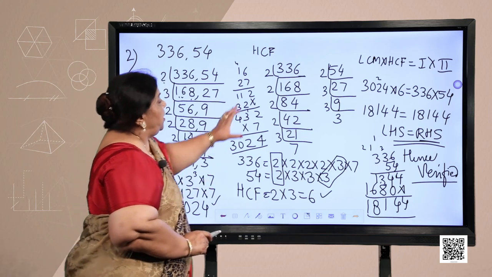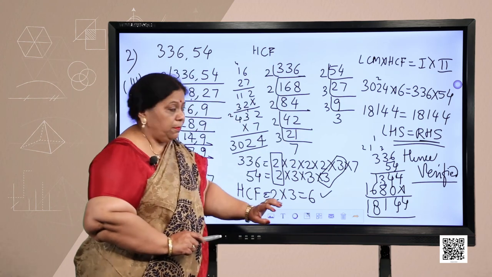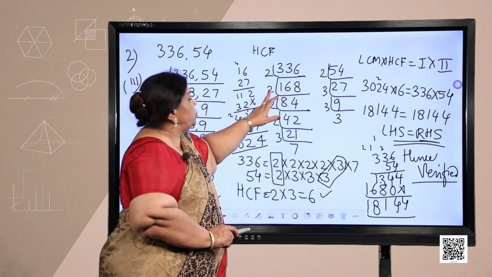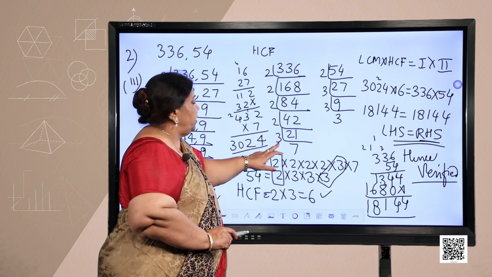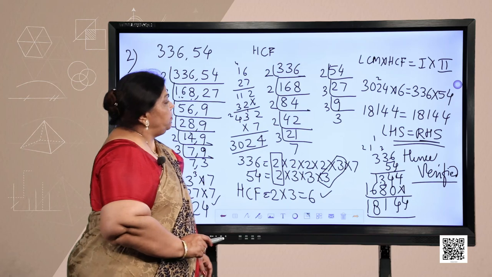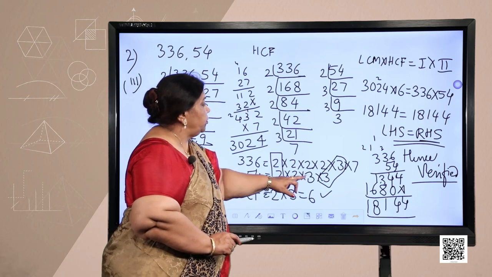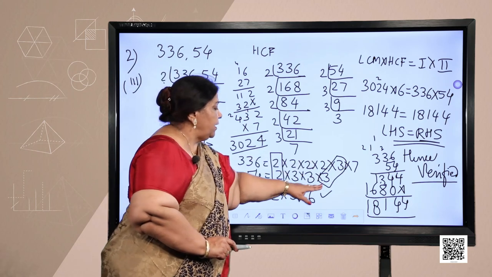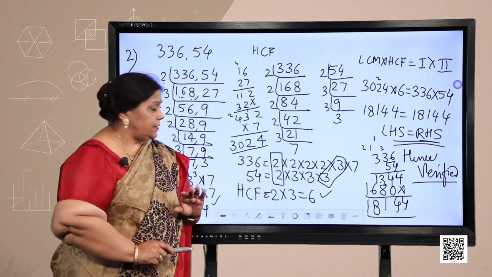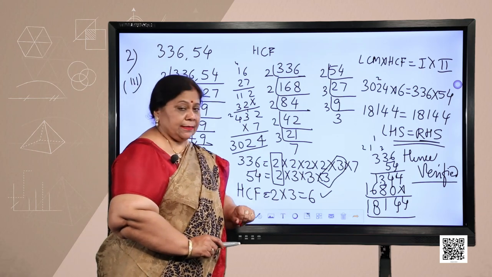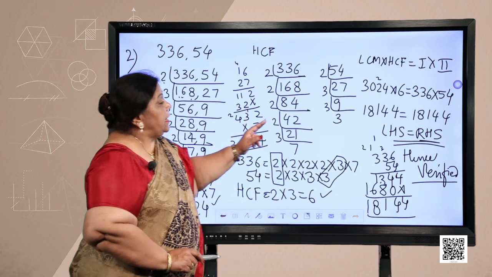For HCF, we are finding by prime factorization method. 336 can be split as 2 into 2 into 2 into 2 into 3 into 7, and 54 can be written as 2 into 3 into 3 into 3, and we can see that 2 and 3 are the only common factors in these two numbers. Therefore, HCF is 6. Now, we need to verify the result.